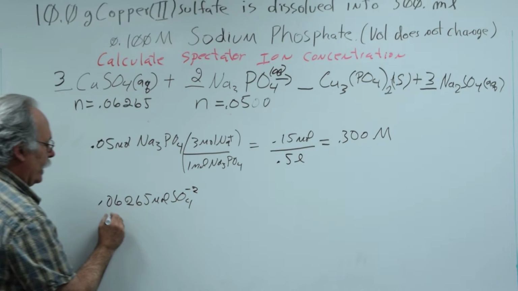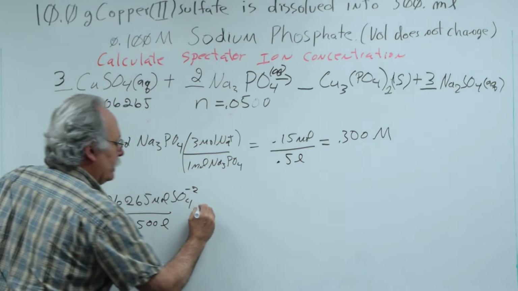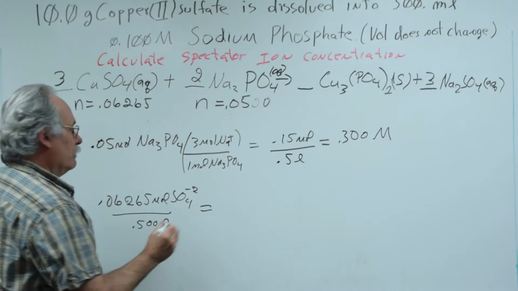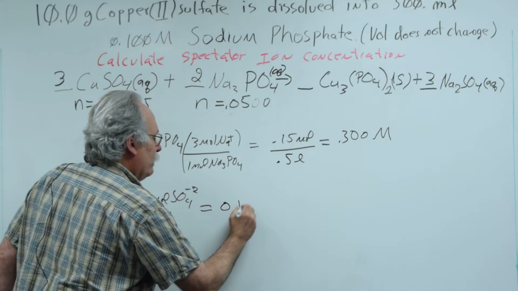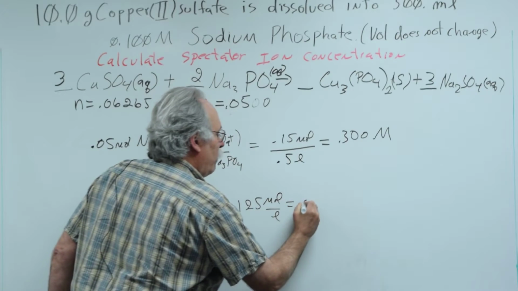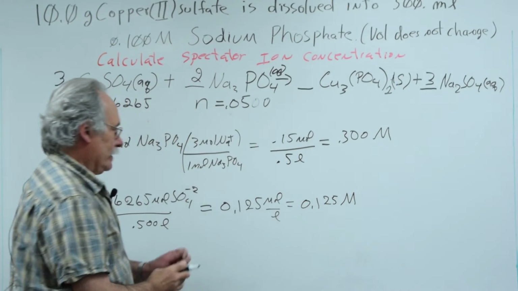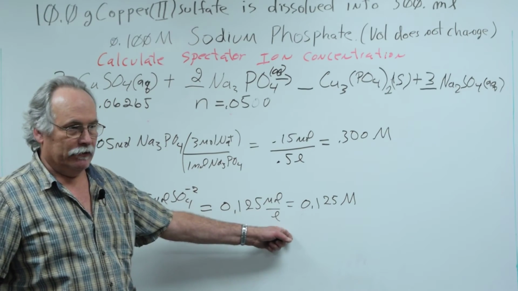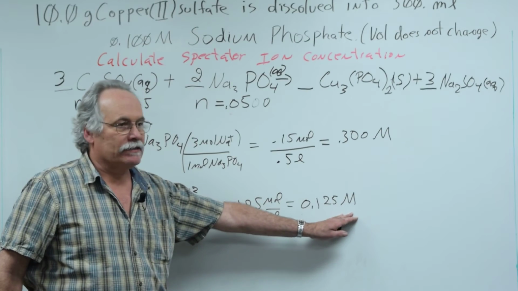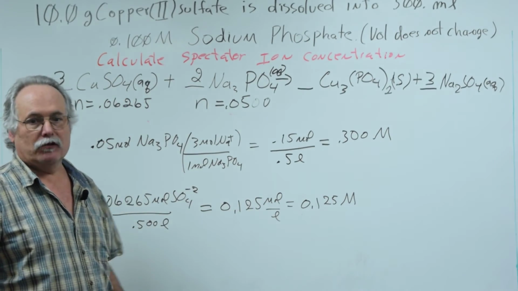And this is in a 0.500 liter container. That's the volume of our system. And so this would be equal to 0.125 moles per liter, which is 0.125 molar. It's correct to write this as either moles per liter or molar. We typically write it in molar when we're reporting stuff, but when we do calculations like these, we usually convert it to moles per liter.